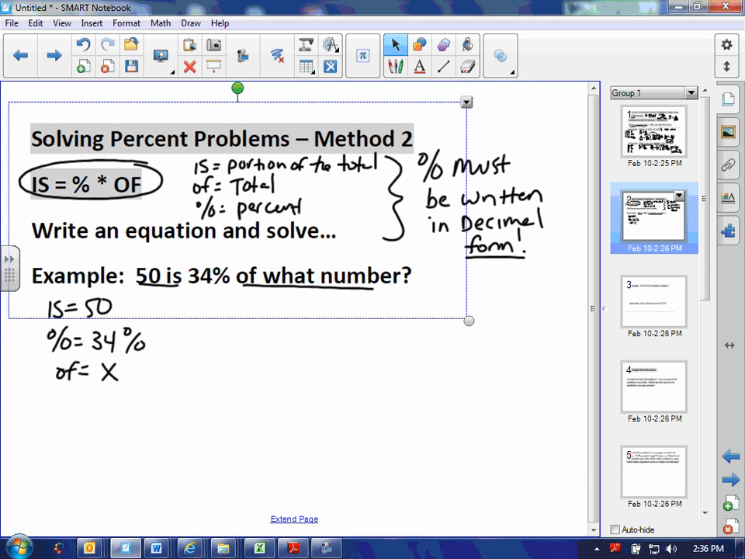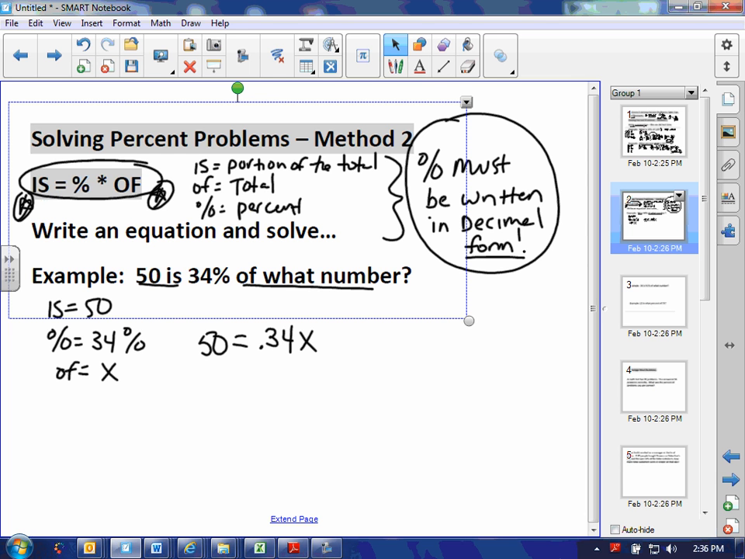All right, so we're going to use this formula right here. Is equals your percent times of, with you remembering that your percent must be written in decimal form. So let's plug in what we have. 50 equals, says 34%. You must write it as 0.34. Okay, using the Dr. Pepper method, we went from percentage to decimal, times x. We don't know the of. Now, we just have a basic equation right here.